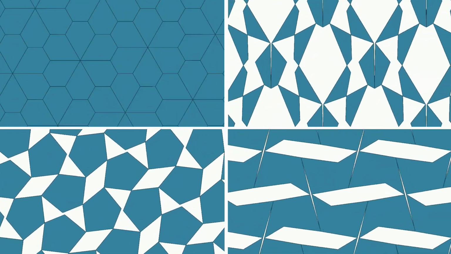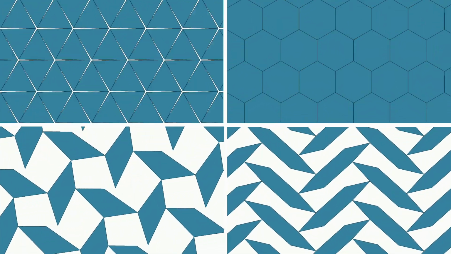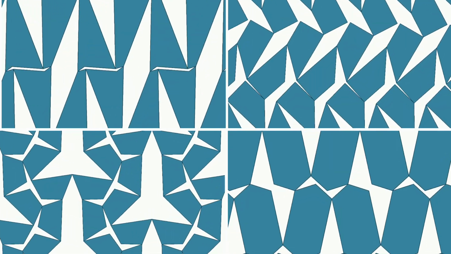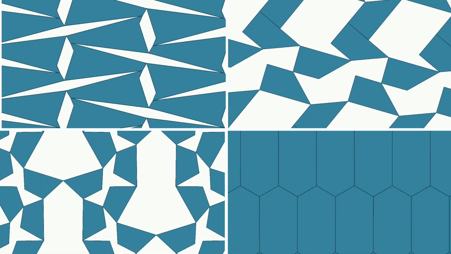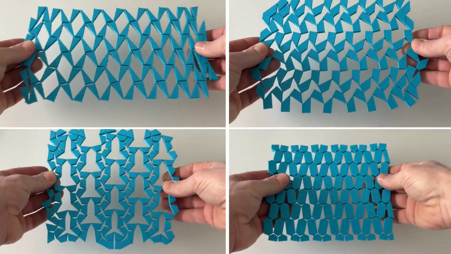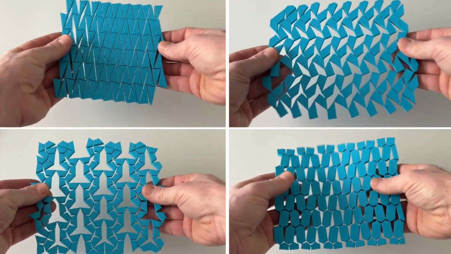We introduce a framework for designing self-deploying Kirigami sheets from isohedral tilings, featuring diverse topologies, tile shapes, and expansion ratios. We explore how tile geometry and topological connections influence deployment behavior. We validate our designs through comparisons with 3D printed prototypes.